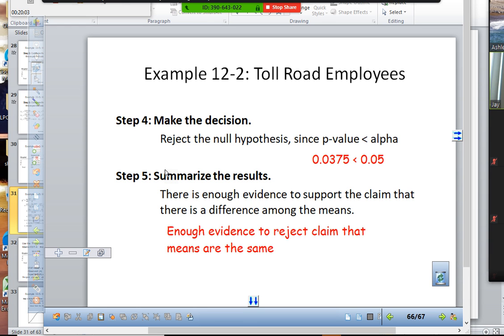And then summarize your results. You can just say enough evidence to reject the claim that means they're the same. That's totally fine.